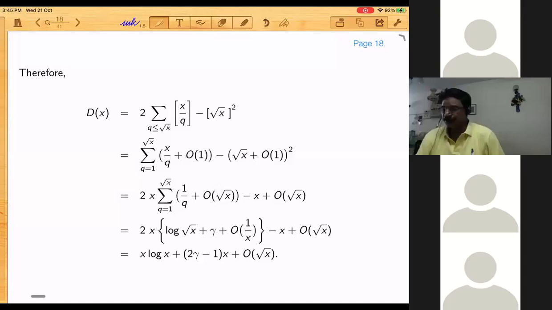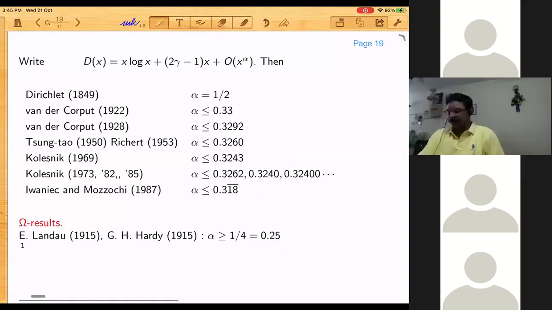So what are the improvements on this problem? The improvements are as follows. Dirichlet in 1849 showed the exponent 1/2 that we have discussed just now.